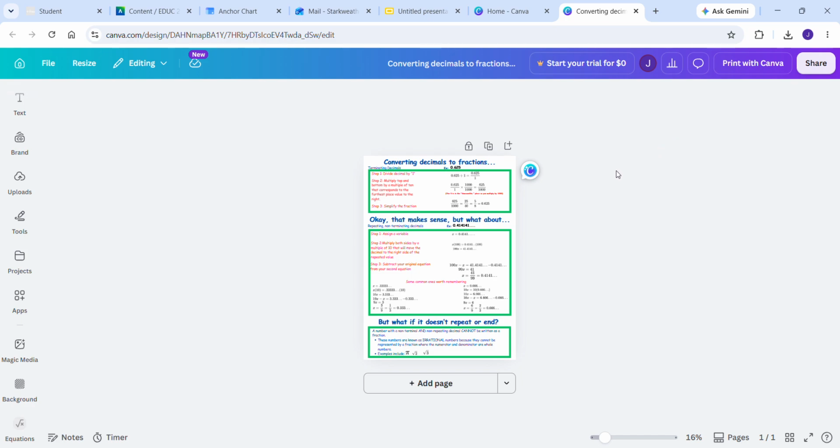Converting decimals to fractions. As you can see on the screen here is my anchor chart. I apologize, I've never done one before. I looked at some, but I hope that this isn't too much or not enough. Anyway, I'm going to zoom in so I can discuss some strategies that I went through.